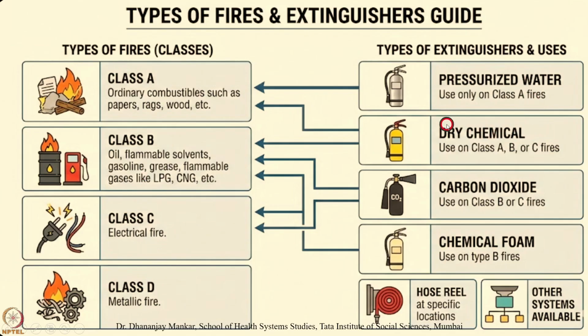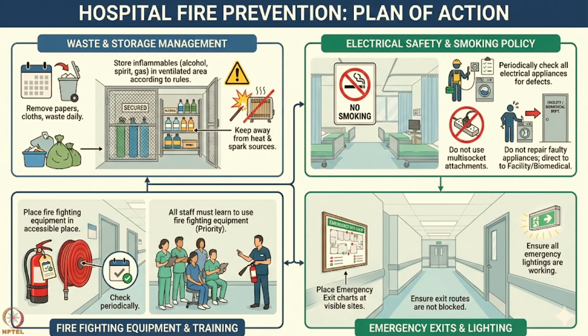On the types of extinguishing agents, that is pressurized water for Class A, the dry chemical can be used for Class A, and even dry chemical can be used for Class B. Carbon dioxide is used for Class B and Class C fires, chemical foam is used for Class B fires, and hose reel or other types of systems are used in adjunct for fires and extinguishers.